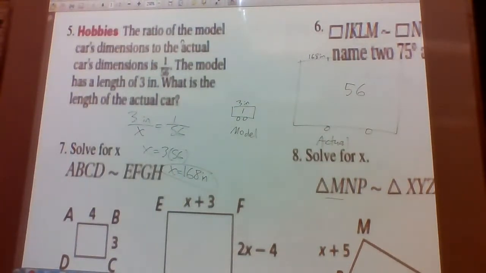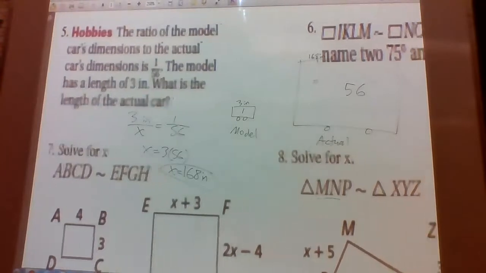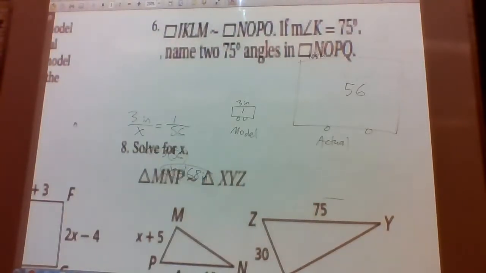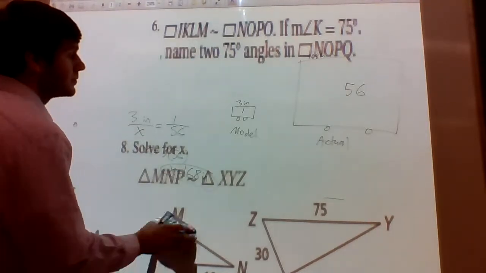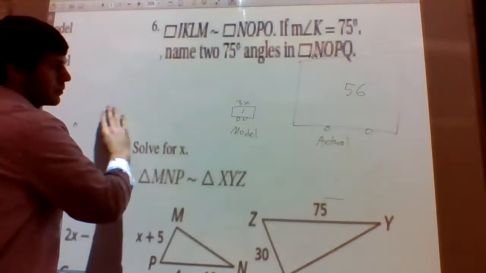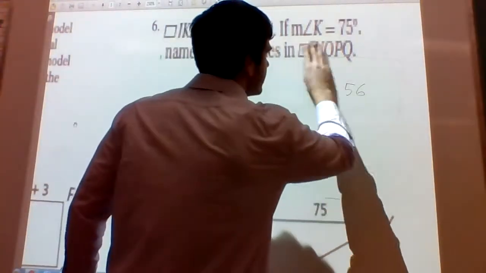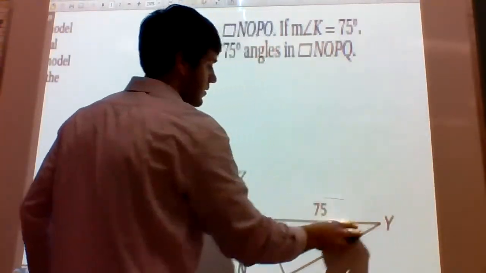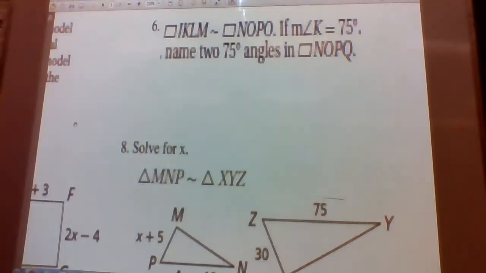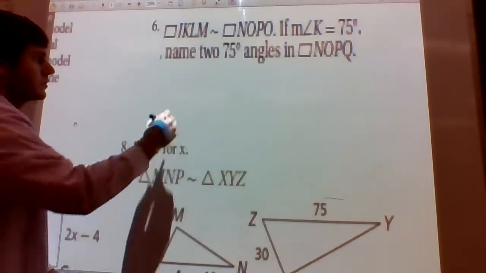Okay. Number 6. Quadrilateral, so parallelogram JKLM. Parallelogram JKLM. Okay, so let's try them out.